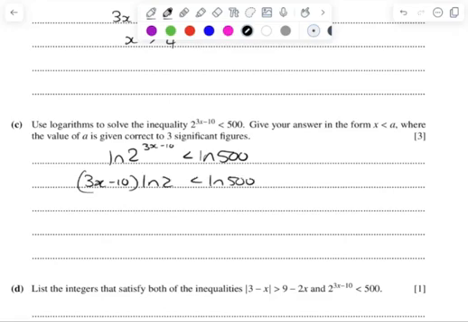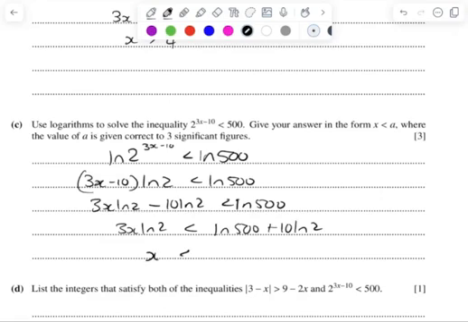Okay, so I want to solve for x. So I'm first going to multiply out. Minus 10 ln 2. Okay, and I'm going to keep ln 500 plus 10 ln 2. So my x must be less than, ln 2 is still a positive number, so I can divide by it, 3 ln 2. So x must be less than, and they're just asking for value to 3 significant figures.